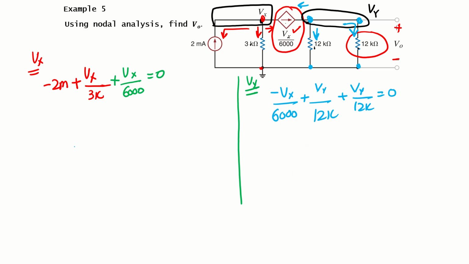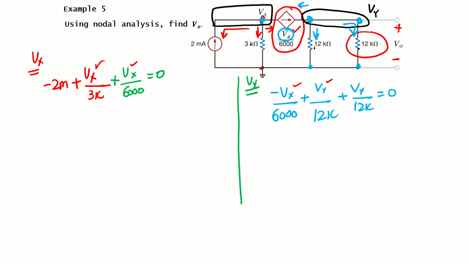So we have two equations and two unknowns: we have Vx here, and we have Vx and Vy here. Compared to examples 3 and 4, where the dependent current source was in the form of a current and the control variable was a current, so we wrote an equation for the control variable, here the dependent current source is in the form of a voltage, and we have already written the equation. We labeled this as Vx and we already have that in our equation, so we don't need to write another equation for the control variable.